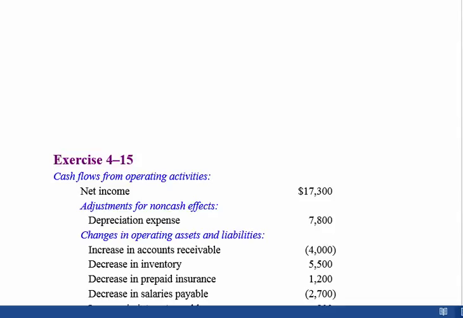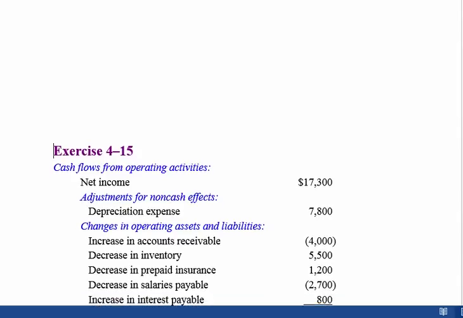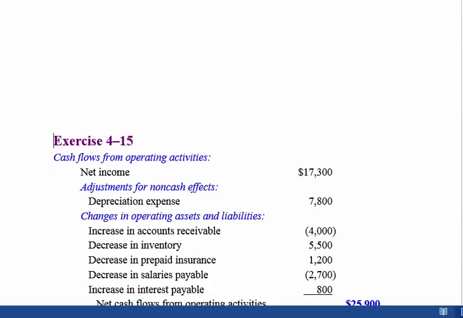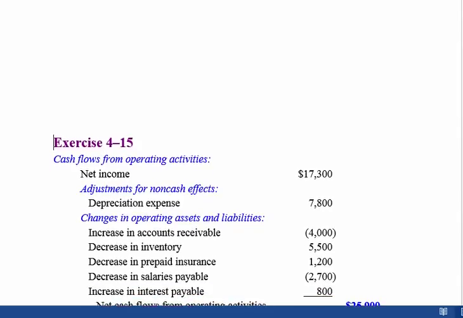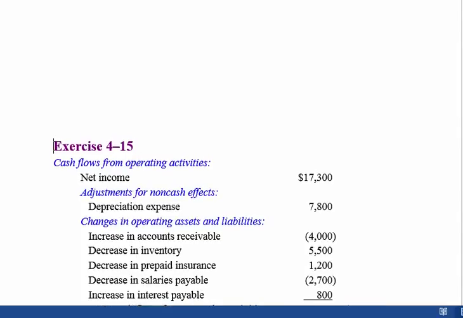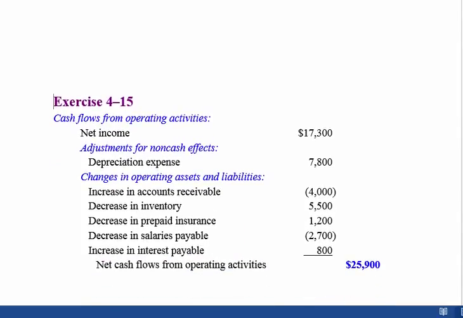And an increase in interest payable. That one's a current liability as well. It increased. Current liabilities that increase, well, it's really like borrowing, so it means we have more cash on hand. We add increases in current liabilities. That's an increase in interest payable, which will be added. Now we total that entire section and get net cash flow from operating activities: $25,900.